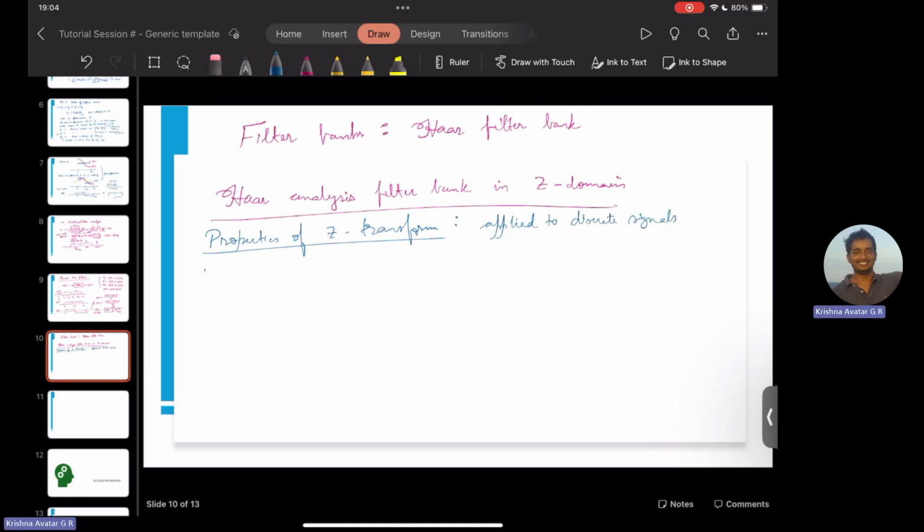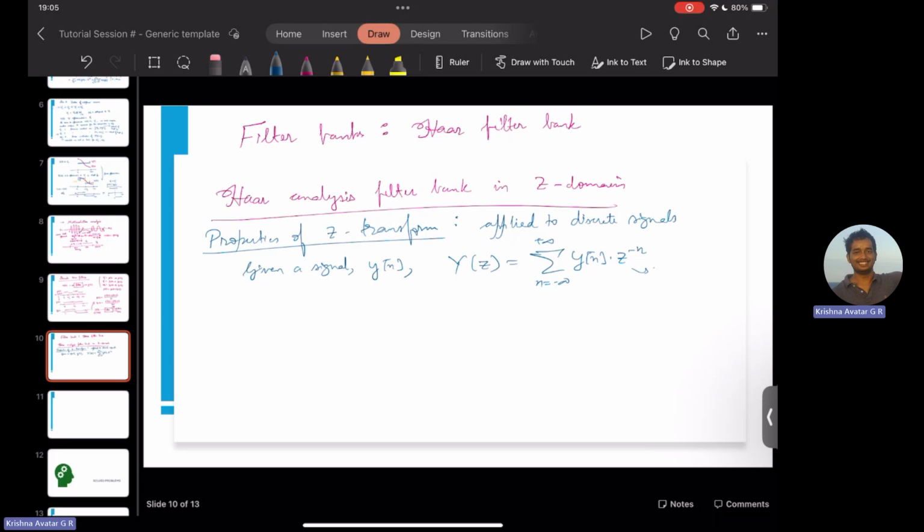It has some properties. First, let's define what it actually implies. So given a signal y of n, the corresponding Z transform will be denoted by Y of z, which is equal to the summation from n equals minus infinity to plus infinity of y of n times z to the power minus n. Essentially, that's what it does.